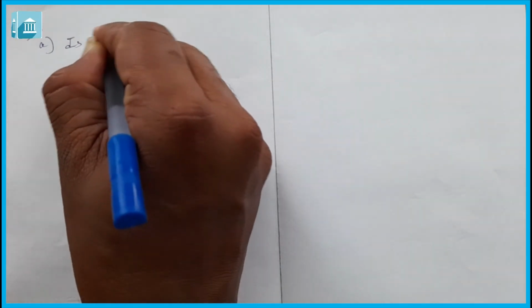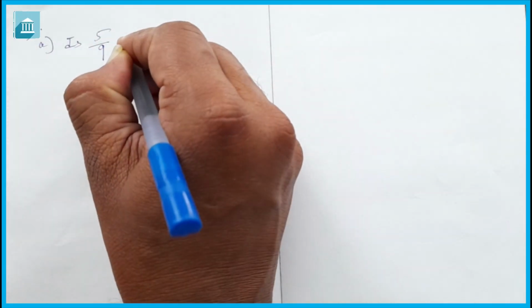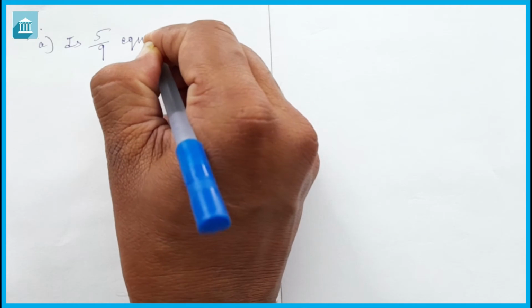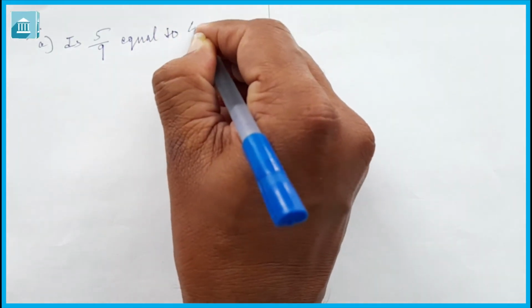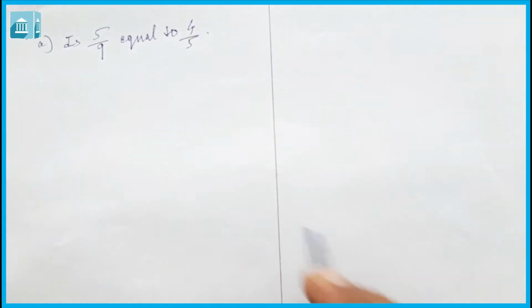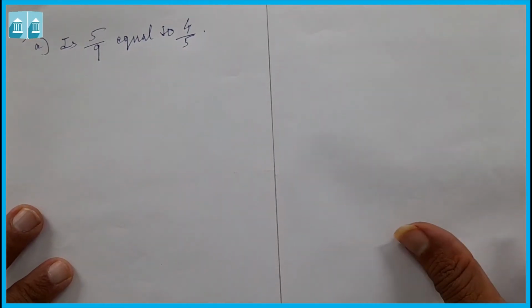Let us see question number 7. Find the answer to the following. Write and indicate how you solve them. Is 5 by 9 equal to 4 by 5? We have to find in A whether 5 by 9 is equal to 4 upon 5 or not.